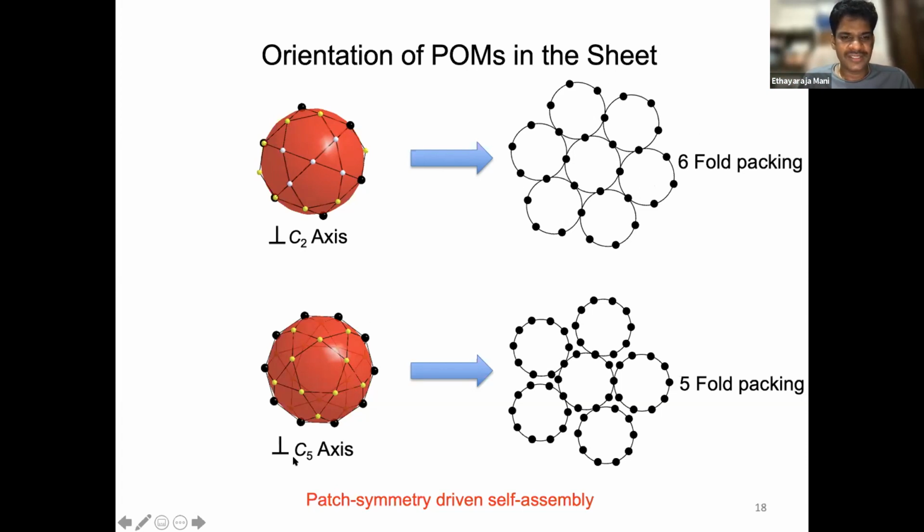Whereas if you look perpendicular to the C5 axis, you basically have too many patches. There are about 10 patches here. And because of this excluded volume, you can only make a 5-fold packing. So because of this energetic difference in the number of neighbors between these two orientations, the particle tends to grow in these hexagonal sheets rather than growing in this way.